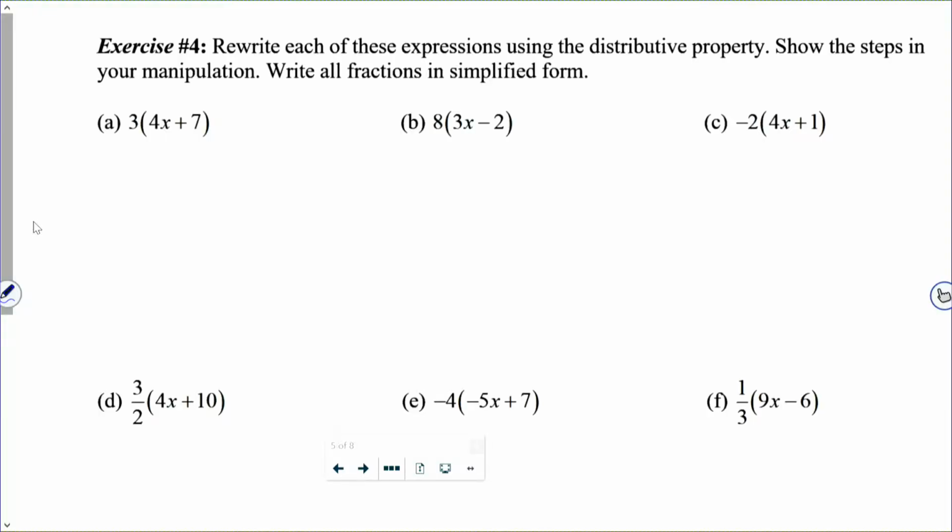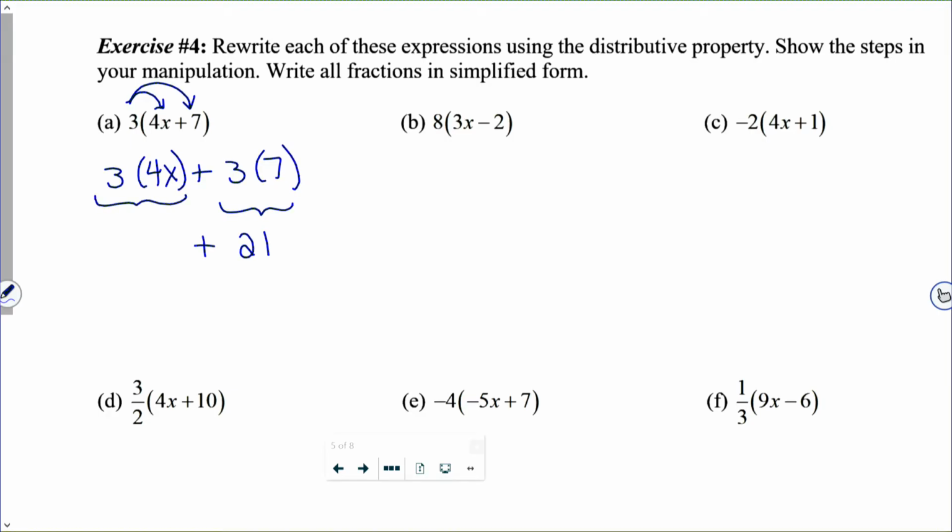Right, we've got 3 times 4x plus 7. The distributive property tells me that I can multiply the 4x by 3, and I can multiply the 7 by 3. Now this isn't going to be any issue. 3 times 7 is 21. But over here, right, what I'm really doing is 3 times 4 times x, right? I'm doing the associative property there for multiplication. And of course, 3 times 4 is 12. So we get 12x plus 21.